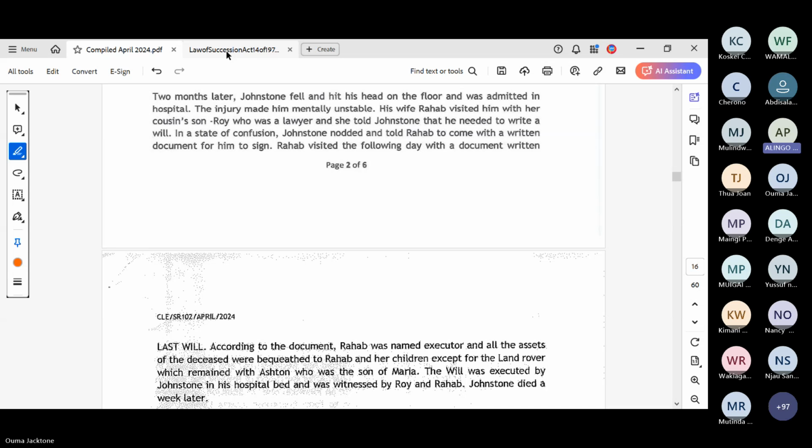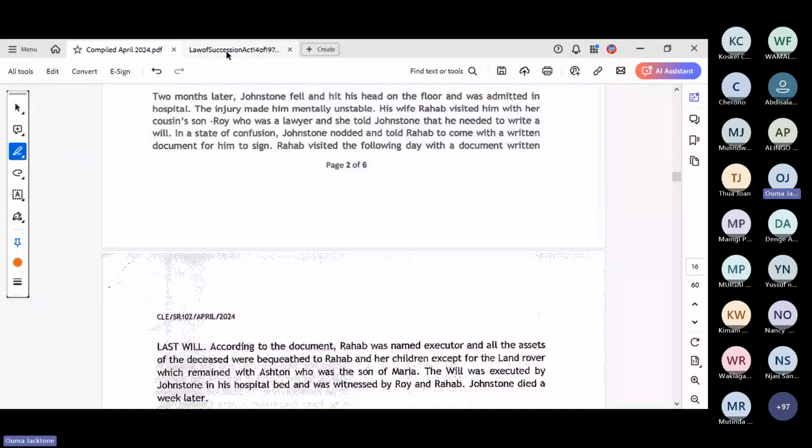And in this last will, we can see that it is only Rahab and her children who have been... Yes, like I said, what is making that will invalid? The fact that only Rahab and his son have been listed there doesn't mean the will is invalid. Somebody being left out of the will is not enough, unless the question is telling you that he forgot his assets or his beneficiary. So go straight to the point. Why do you think it is invalid?